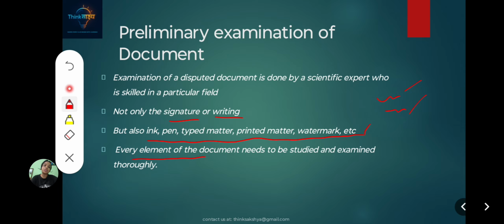Each and every element needs to be studied and examined thoroughly. For a document to be totally and completely verified, each and every element has to be studied very minutely and very thoroughly. Like we have discussed, pen, ink, typed matter, signature, handwriting, everything has to be studied for a document to be examined properly.